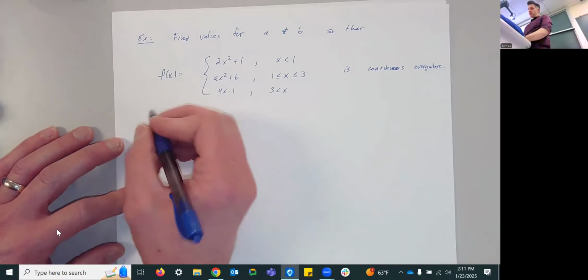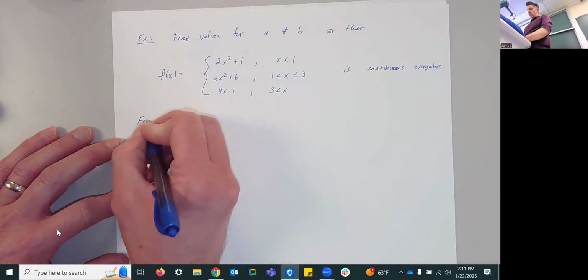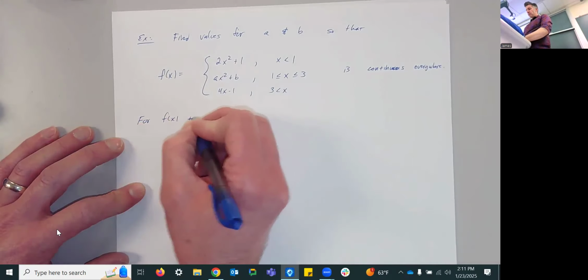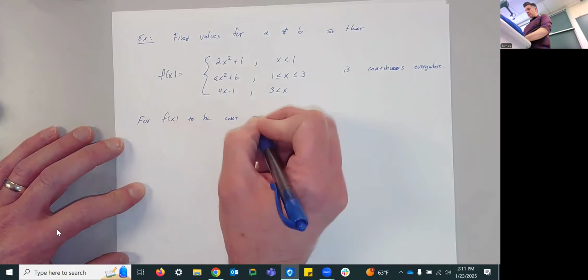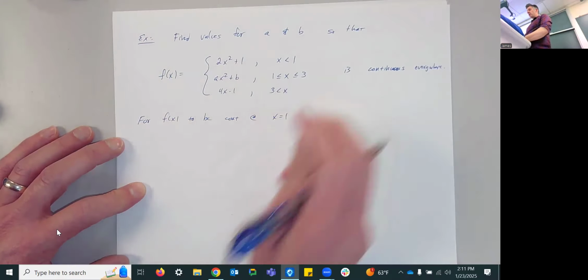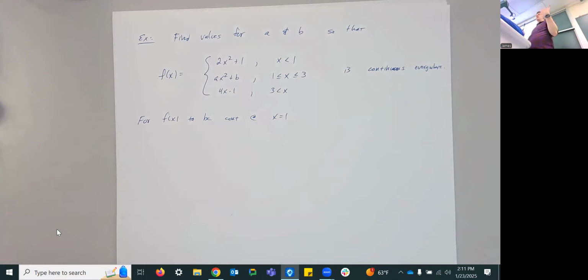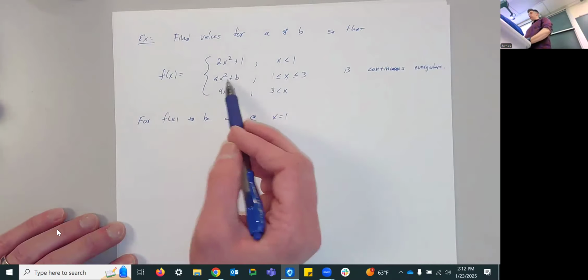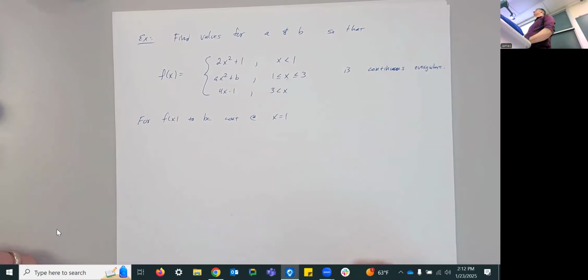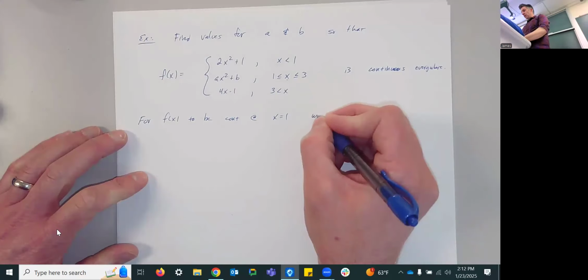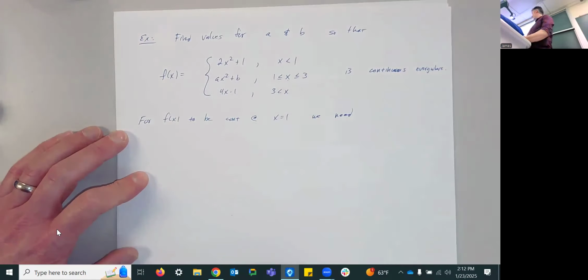So let's do the following. For f of x to be continuous at x equal to 1, we need f of 1 to exist, but it does. We can almost skip that part, right? f of 1 is going to be a plus b, but so is the limit as x approaches 1 from the right side. So I would skip that part and just say, what we really need is for the limit from the left and the limit from the right to be the same.